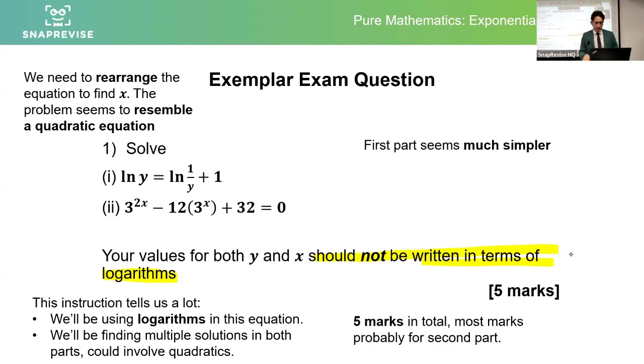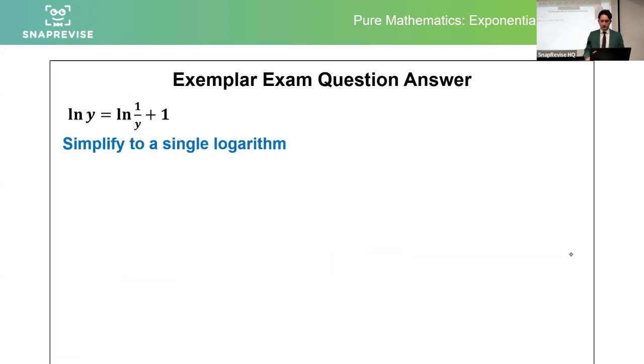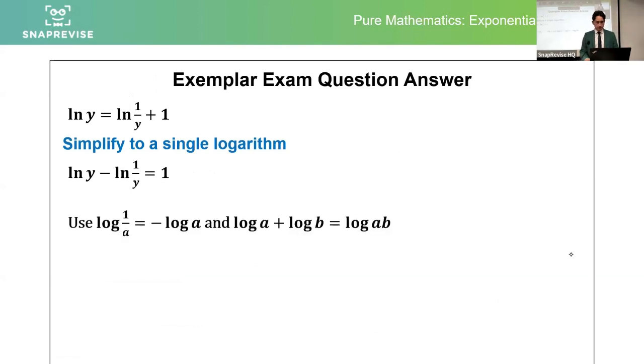Okay, right, let's have a little look. So for some people, you might actually think the first one looks worse. But when we start looking at the rules we just used, it's maybe not as bad as it first seems. So for the first one, we want to try and simplify it to a single logarithm if possible. So we're going to move stuff to one side. So ln y minus ln of 1 over y equals 1. Well done if you did that first. I think that's an important first step.